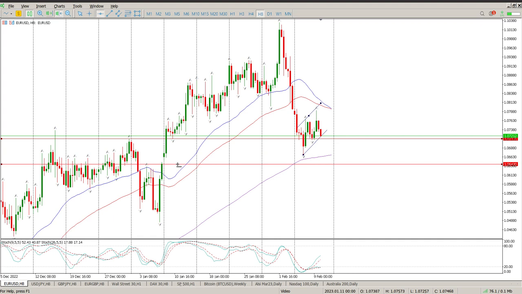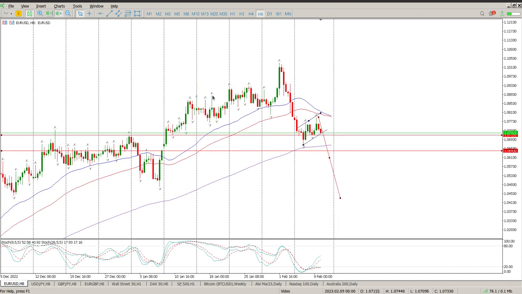First one is the gap, and then the second one would be this move here. Now, I would prefer this pullback to be a little bit higher than this, but anyway, that would take us all the way down to this area here.